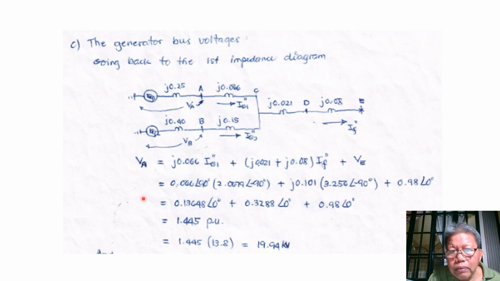So therefore, the actual value of the bus voltage at A when there was a fault at bus E would be equal to 1.445 times 13.8 kV, so it is 19.94 kV. So that's the actual value of the bus voltage at bus A.